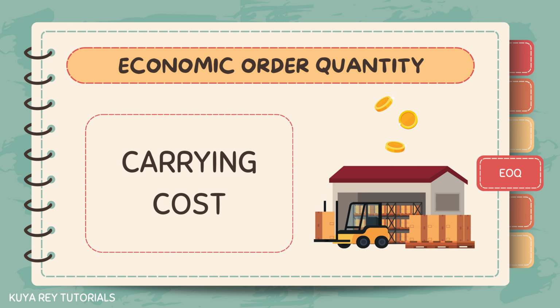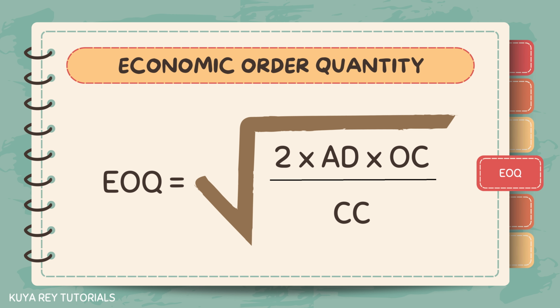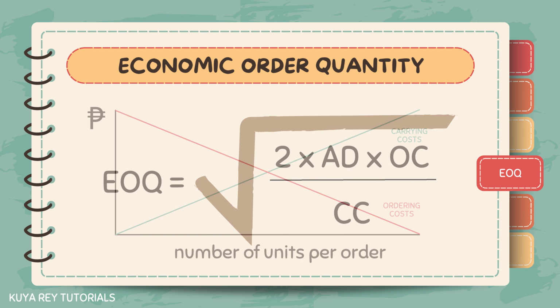And lastly, the cost to carry or store a single item, also known as carrying cost, CC. Examples of carrying cost are electricity to run the storeroom and payments made to storeroom workers. Take note that this is on a per-unit basis. And this is the formula: the square root of 2 times AD times OC divided by CC.